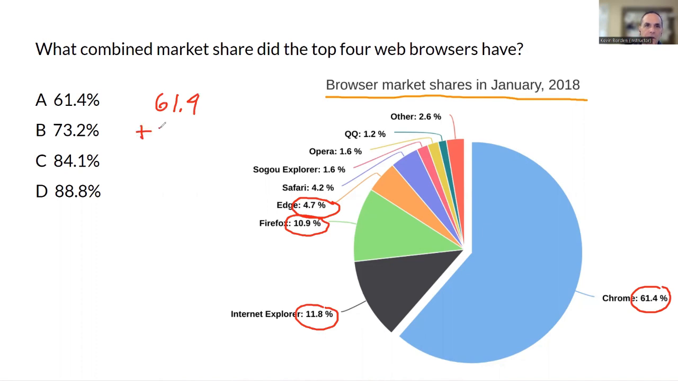61.4 plus 11.8 plus 10.9 plus 4.7. We can add those all up at once. 88.8%. And there is our answer.